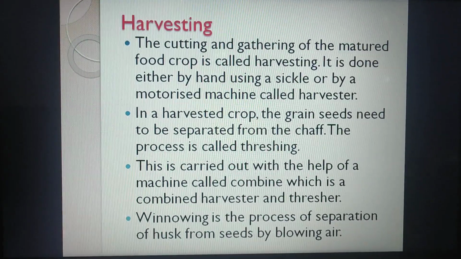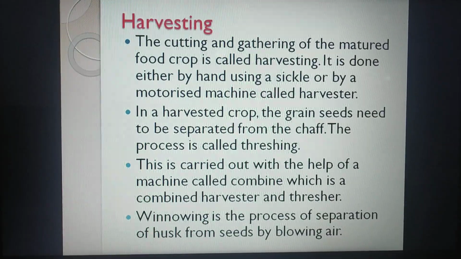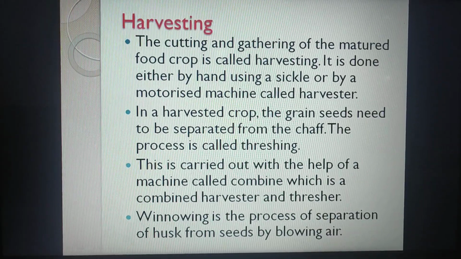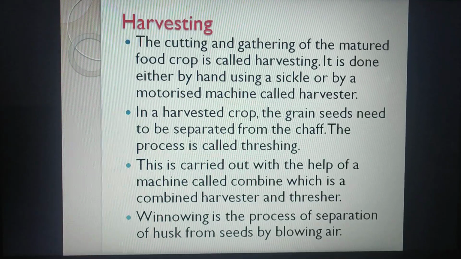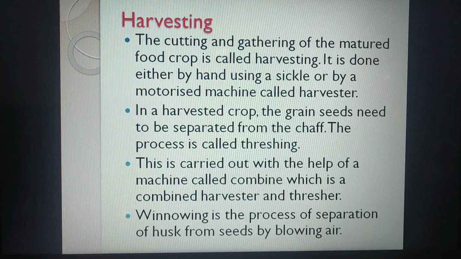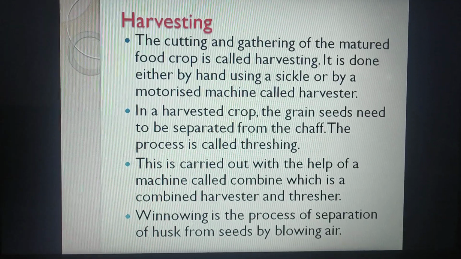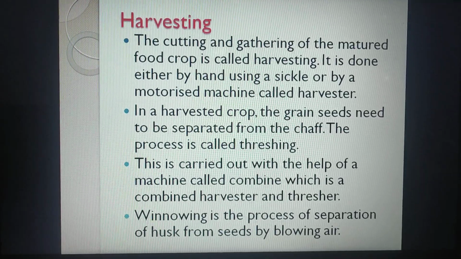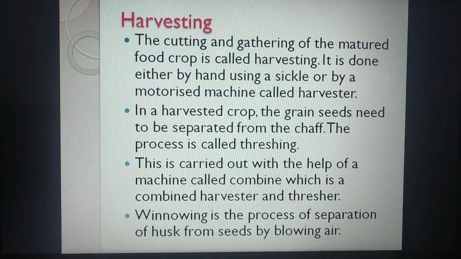Now in a harvested crop, the grain seeds need to be separated from chaff. That process is known as threshing, or you can understand that threshing is a process of beating of a crop against a stone to separate grain from the stalk. That is a main process in which the grain is separated.